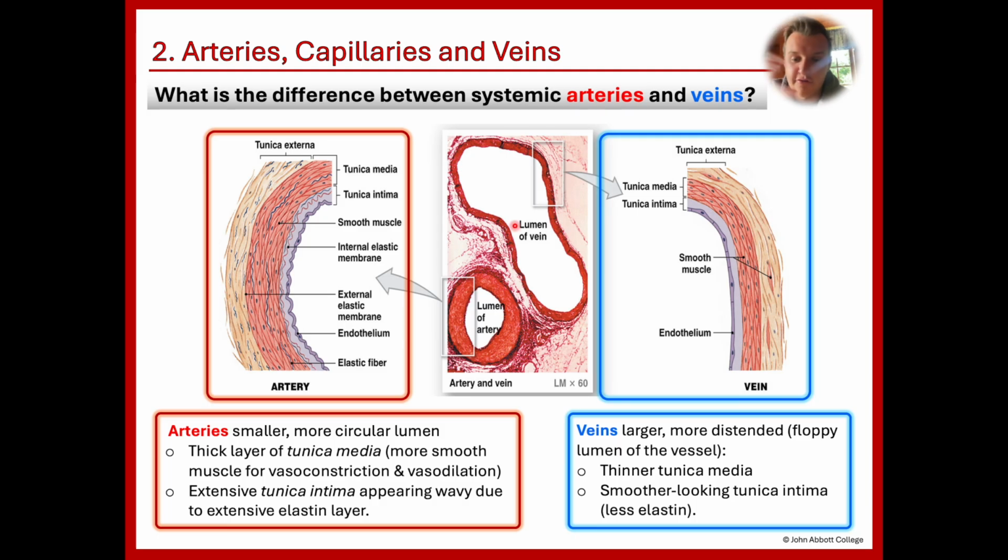They're distended and floppy. Their lumen is floppier. They have a thinner tunica media. Look here, very small; you don't see a very large tunica media compared to here. And it has a smoother looking tunica intima. There are not as many elastic fibers. Remember, the pressure is very low in the veins, so they do not need to recoil back and stretch, because there are no big fluctuations in pressure from the heart. We're at the end of the garden hose for the veins, so the pressure is low, right?